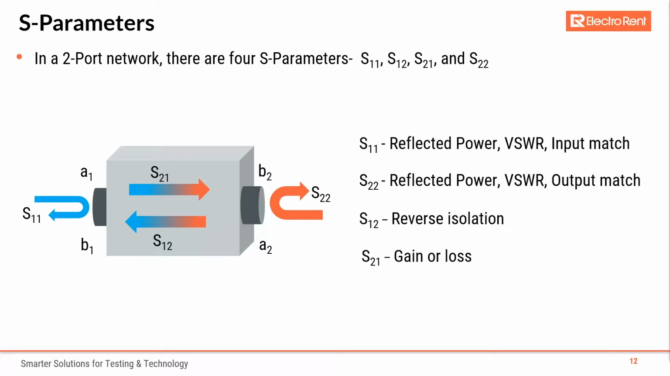S12 is for reverse isolation, signals that are being fed back through your device. And S21 measures your gain or loss, depending on whether you're using an amplifier. You're probably going to use S21 to measure how much gain is coming out of that amplifier when a signal is being fed into it. For passive devices such as cables, pads or attenuators, you'll be measuring loss. If you can measure gain out of a cable that's not amplified, please let me know, and I'll be happy to start a new business with you.